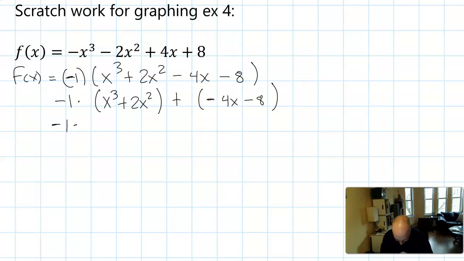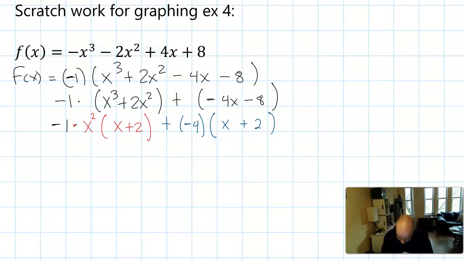Let me copy my -1 down. Now we're going to look for a greatest common factor in each of the terms. So x cubed and 2x squared seems like it has a greatest common factor of x squared, leaving an x squared times x plus 2. And the second term here, so we'll do plus. Here I have a greatest common factor of -4. So notice that because I have the negative, everything kind of came out negative. -4x over -4 is x, and -8 over -4 is plus 2.